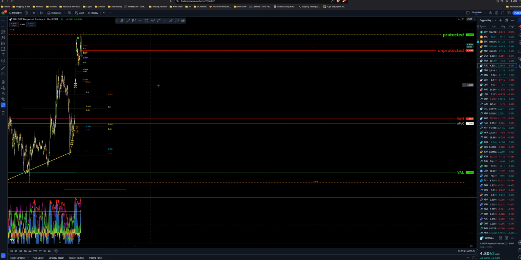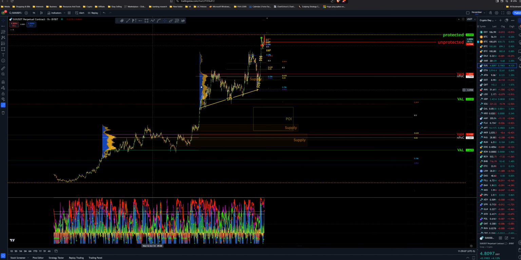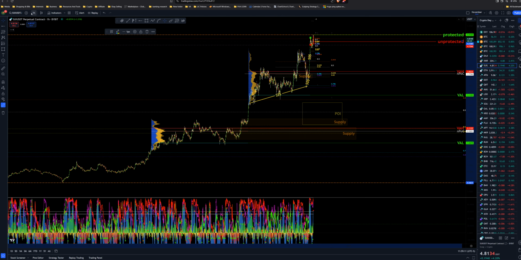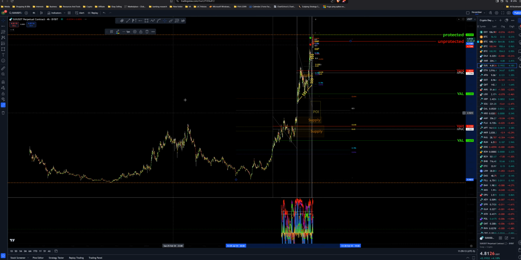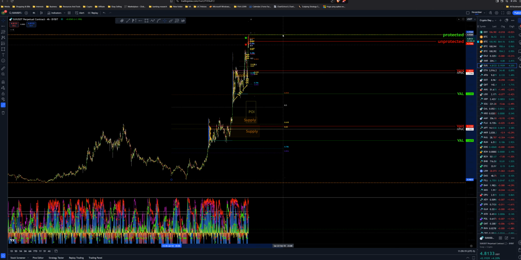Is there a fib level? There is, yeah. What is this one from? Goodness gracious, that's a larger range. Oh wow, that's all the way at the bottom. So that gives our POI like this.